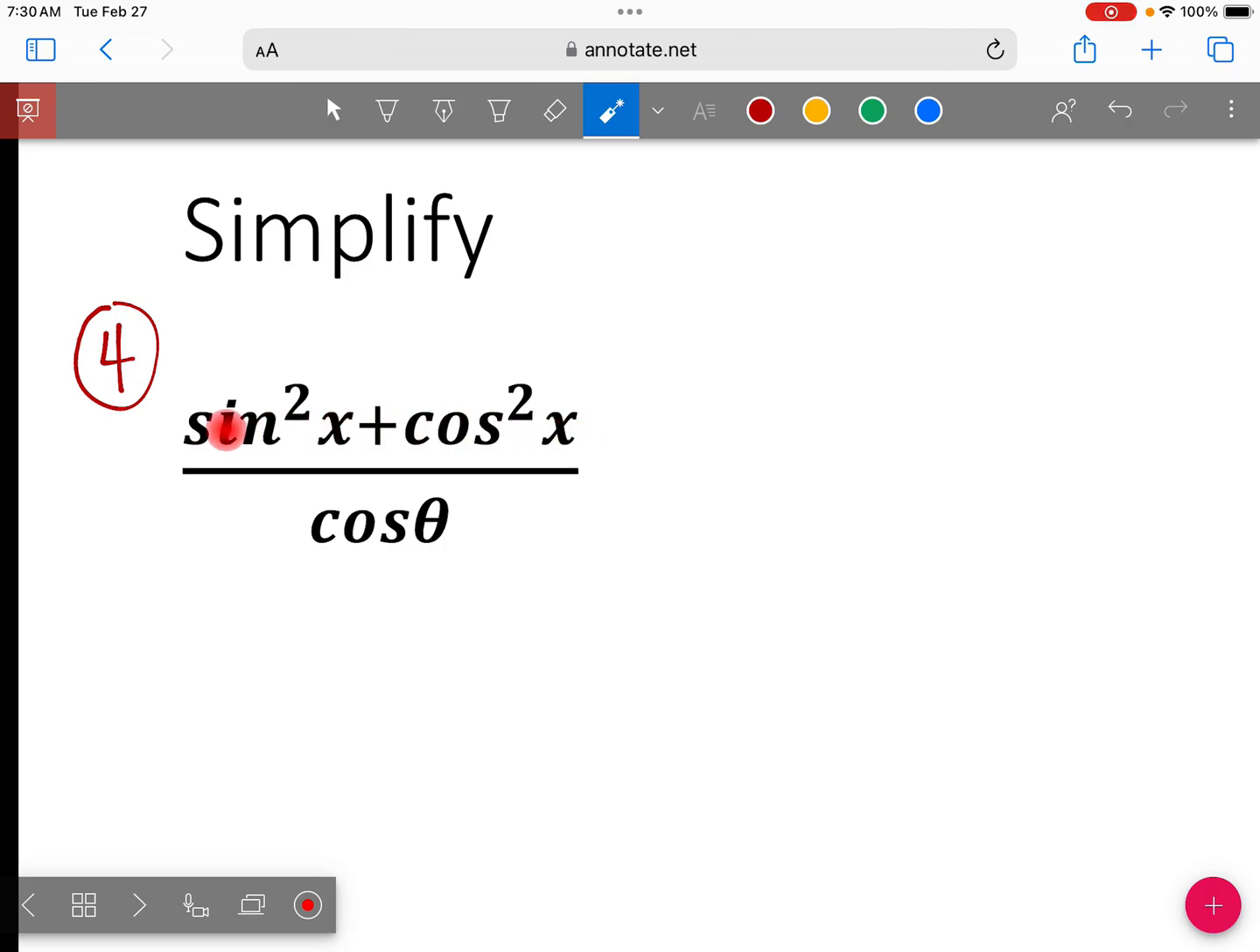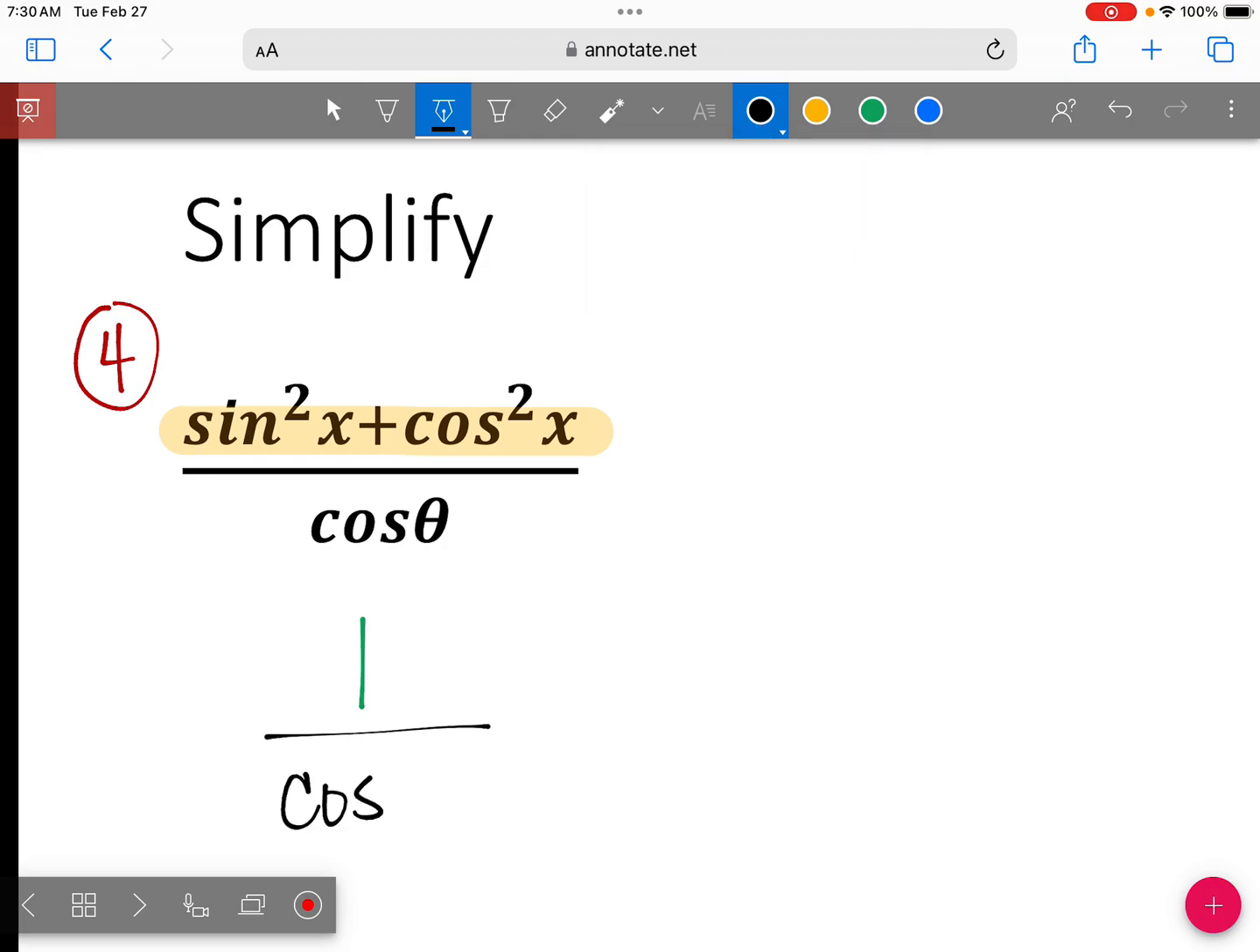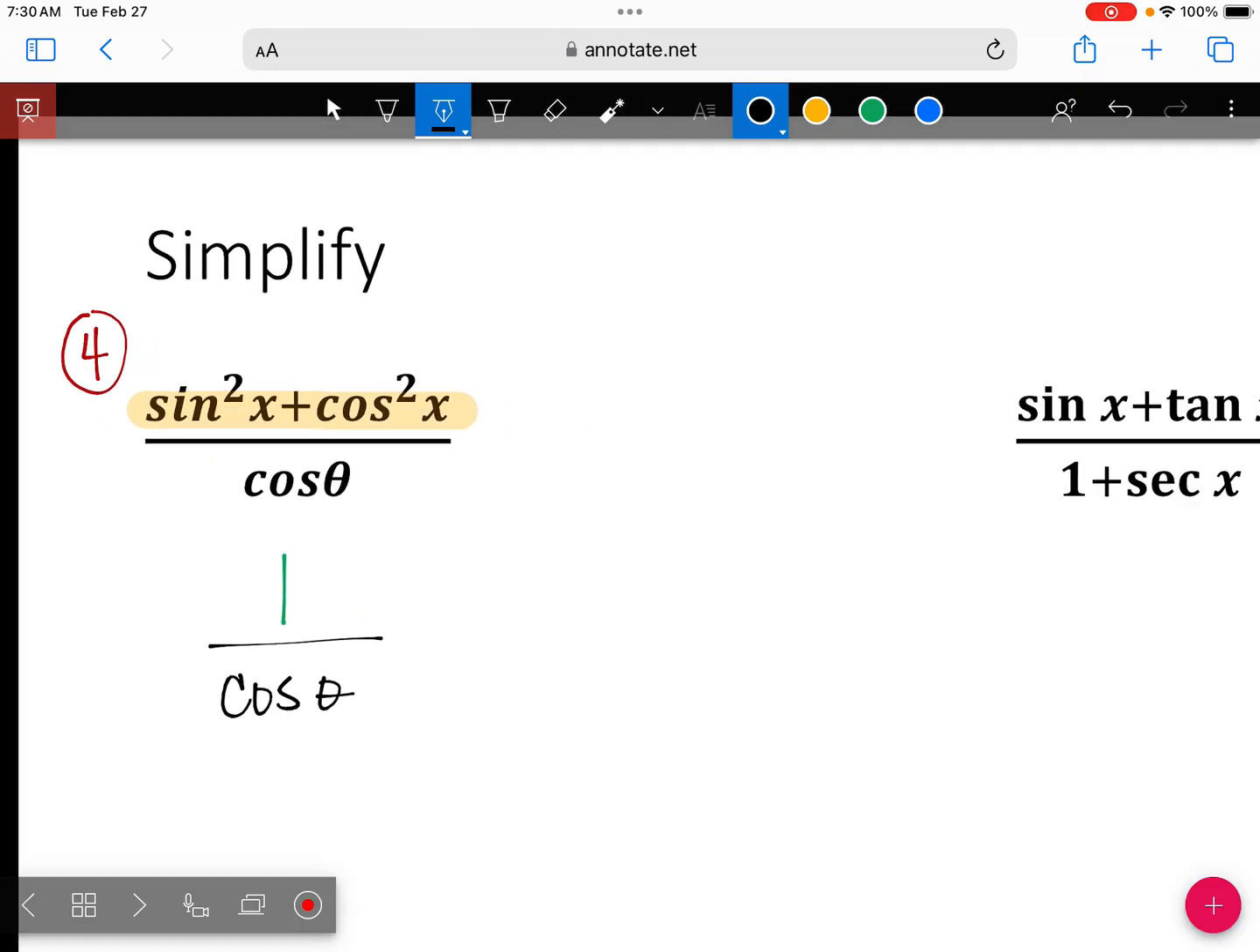What does this equal? Sine squared plus cosine squared. What does that equal? 1. So we can actually sub this whole thing out. It becomes a 1. And it becomes 1 over cosine. And what is 1 divided by cosine? Secant. That's your answer.